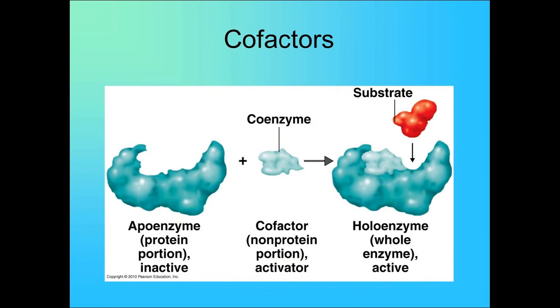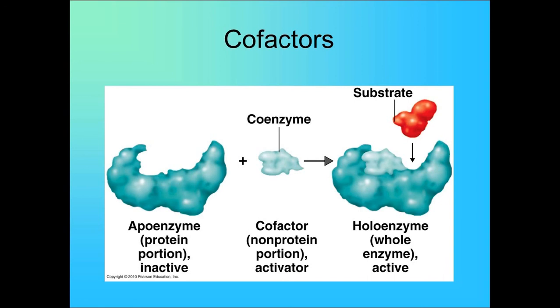Cofactors are helpers that help enzymes do their jobs. They can be metal ions like zinc and iron. These elements will make the bonds of the substrate less stable so that the enzyme is able to break them apart more easily. They are often found in the active site where they can provide the most useful energy.